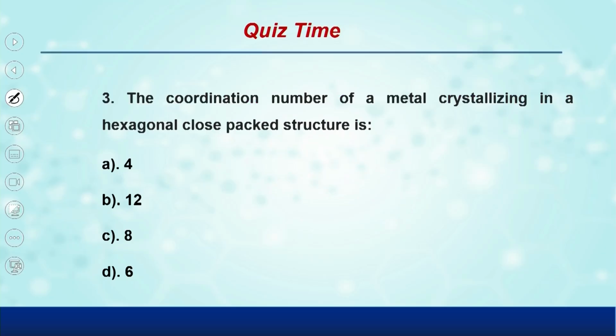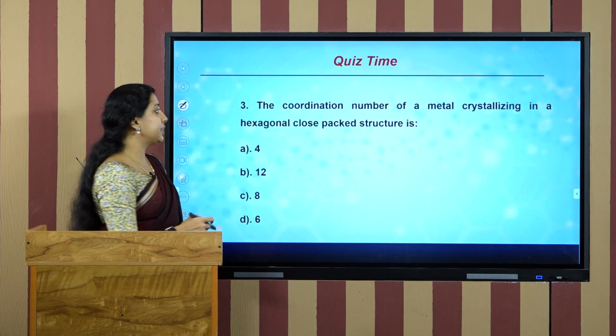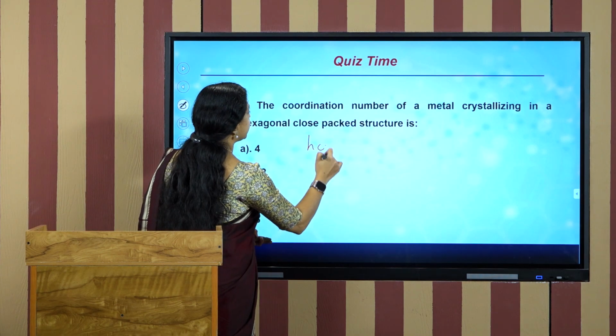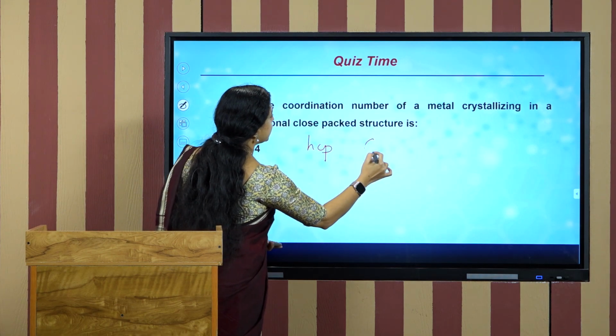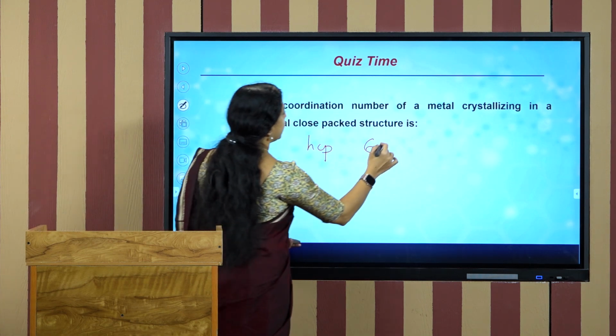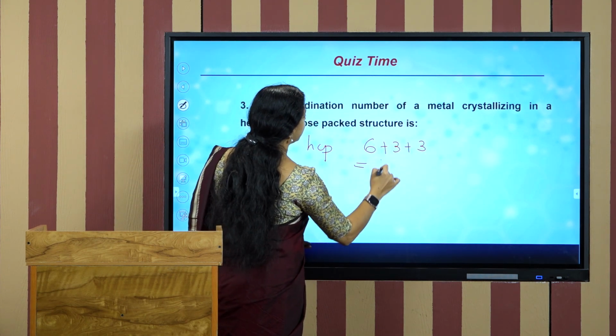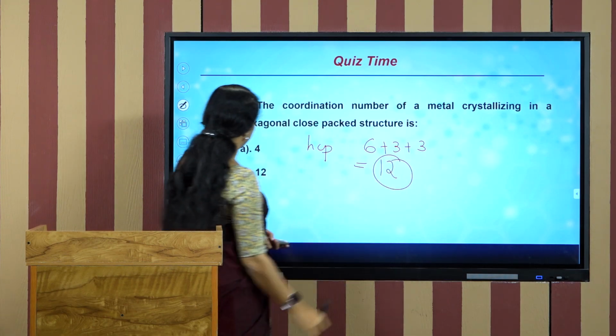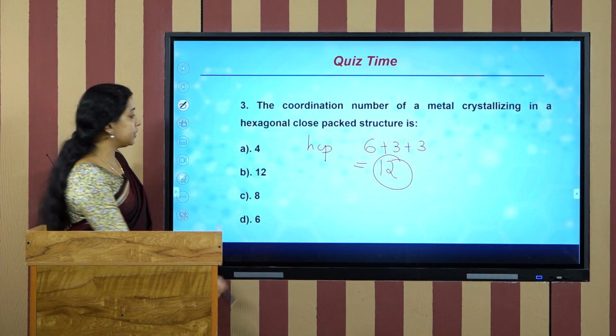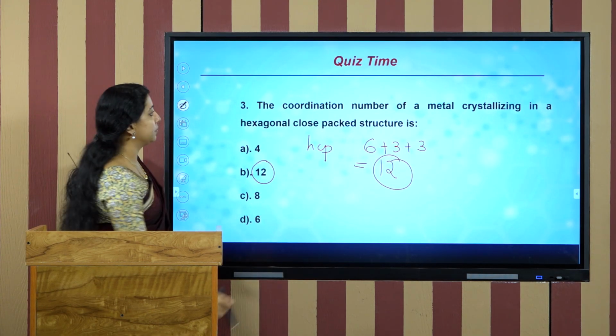Question number 3, the coordination number of a metal crystallizing in a hexagonal close packed structure is option A 4, option B 12, option C 8, and option D 6. We have seen that in an HCP structure, there will be 6 spheres around the central sphere, 3 on top of it and 3 below it. That will contribute to a coordination number of 12. So, the correct option is option B, 12.